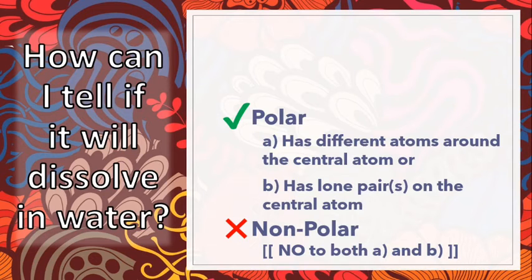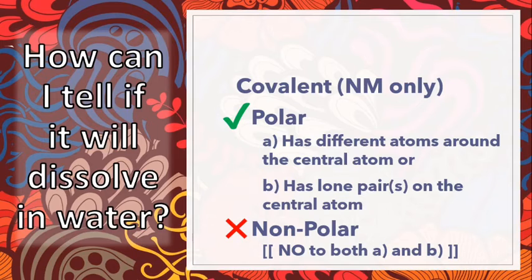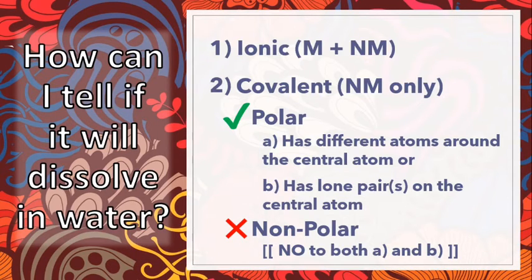But that's only technically a little part of the picture. Those are only for covalent molecules. But don't worry, it's not complicated. If it's ionic instead of being covalent, then it's automatically going to dissolve in water. So we're going to get into a little bit more of that, if and when and how you can tell, because some ionic compounds technically don't. But this is the general rule. If it's ionic, it will dissolve. If it's covalent, it has to be polar to dissolve. So that's what we're looking for.